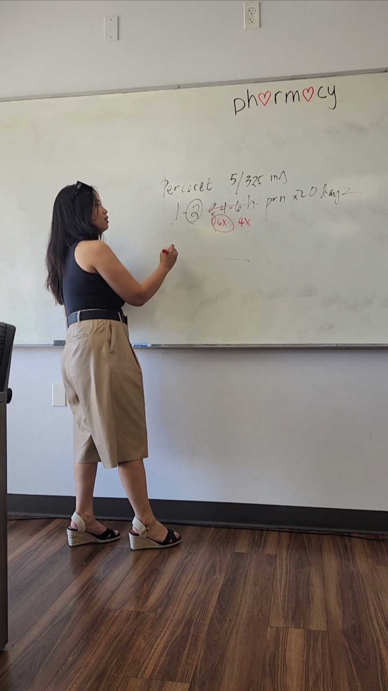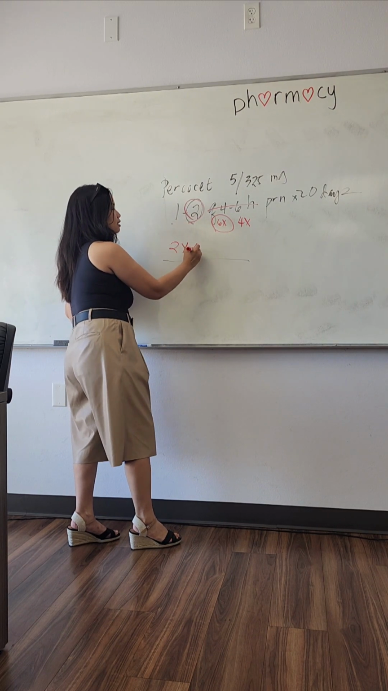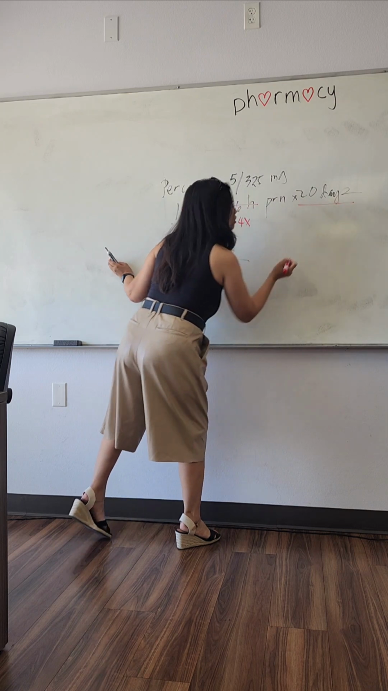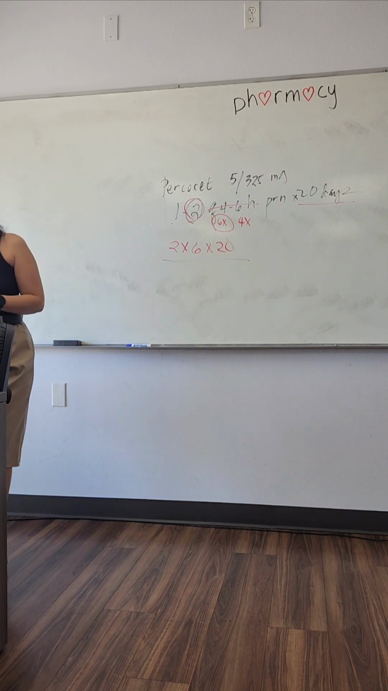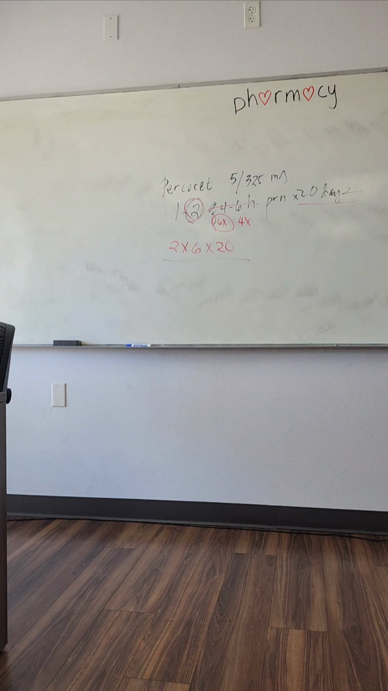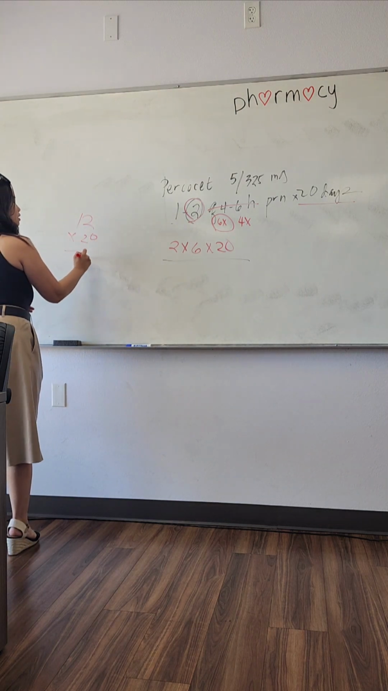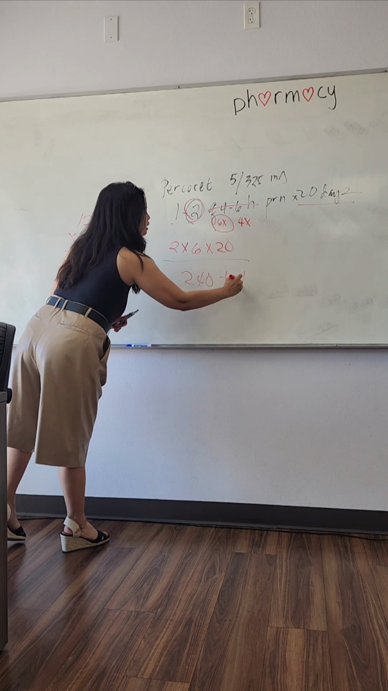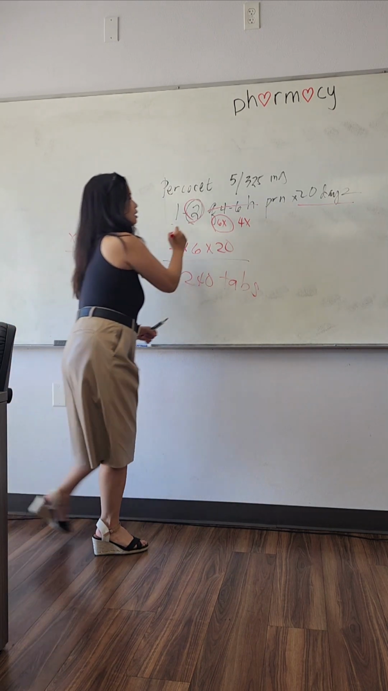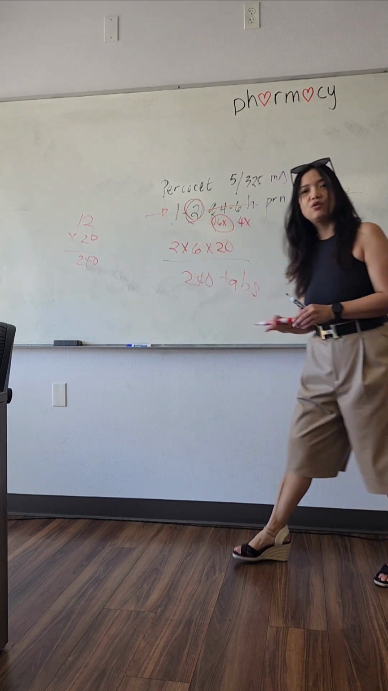So now we have 2, which is the max, 1 to 2, times 6, but you have to give it for a total of 20 days to the patient. So 2 times 6 is 12, times 20 is, so 12 times 2 is 24, so the answer is 240. You have to give the patient 240 tablets that will last them 20 days based on this SIG or prescription.